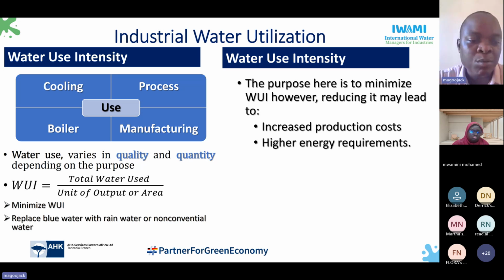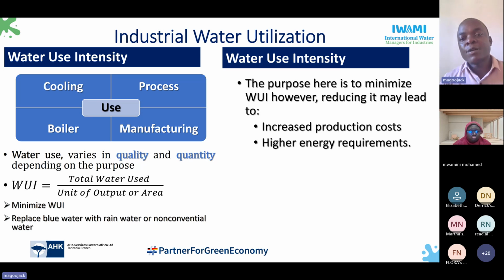So by replacing blue water with rainwater or non-conventional water, this is just the water that may have been used and became contaminated or polluted, or became waste, and then you reclaim it for further use, or you treat such non-conventional water. Here we can replace the blue water, which in most cases is expensive, with rainwater through harvesting rainwater, and by treating the wastewater within the industrial setup and putting it to use.